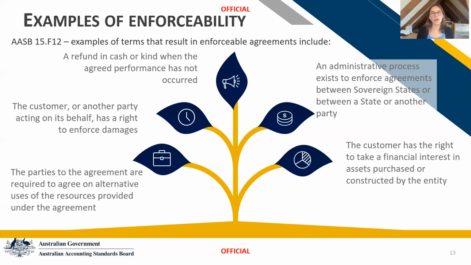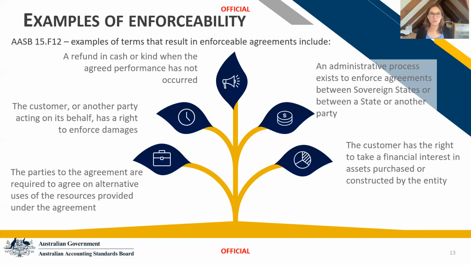If we go over onto the right-hand side, the customer has the right to take a financial interest in the assets that were purchased or constructed by the entity under the agreement. So they haven't done what they're supposed to do. They might have built a building, but the customer has the right to take an interest in that rather than force them to sell that. Could be forcing them to sell it, but also they've got that financial interest. And then that one at kind of 1 o'clock is specifically for the public sector. So where we've got some sort of administrative process there. So a fair number of ways we can demonstrate enforceability.